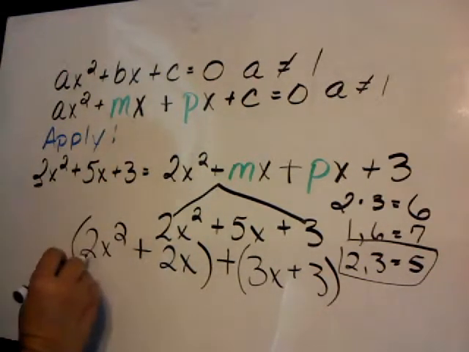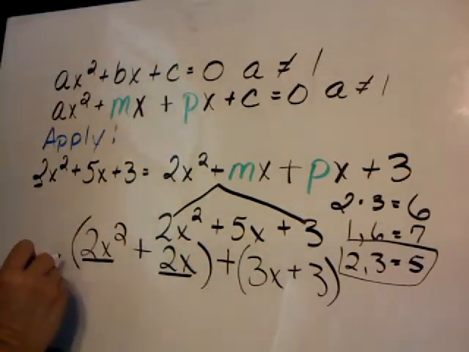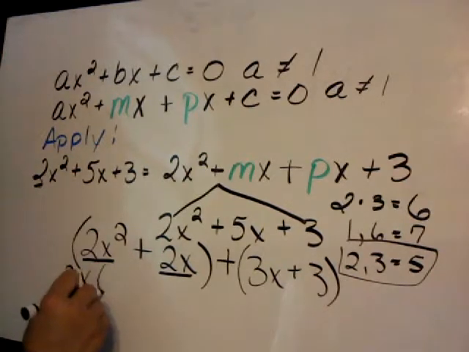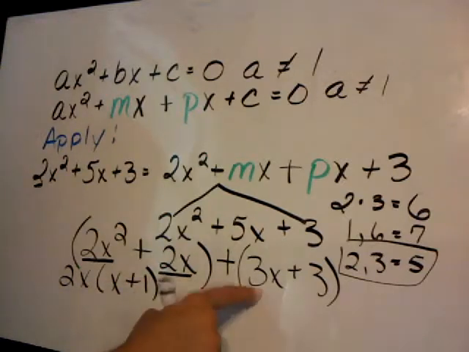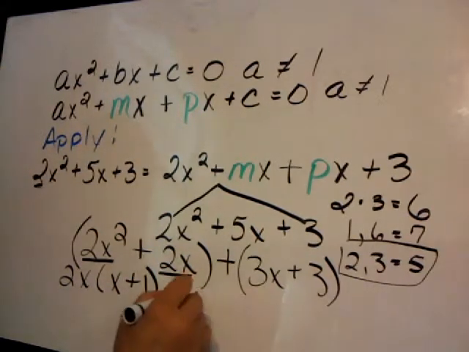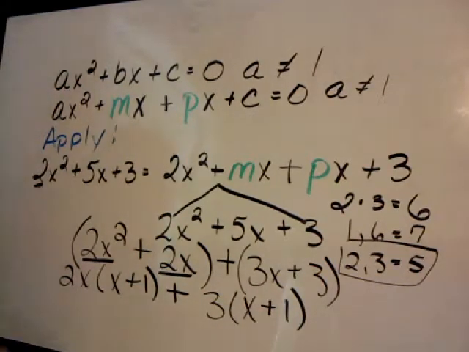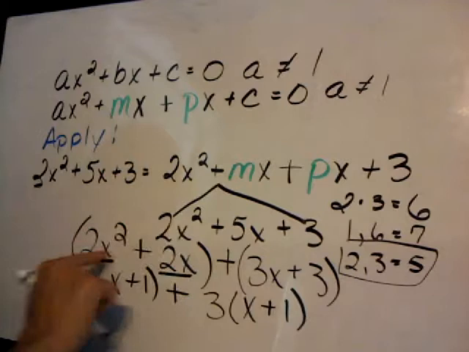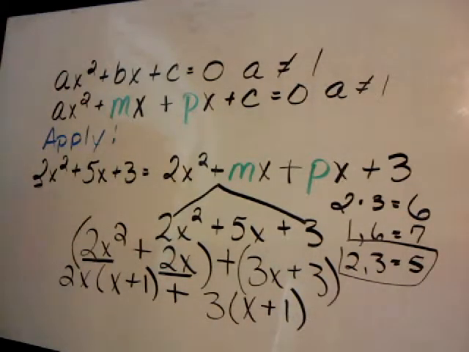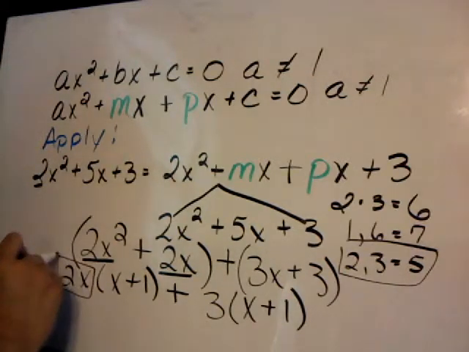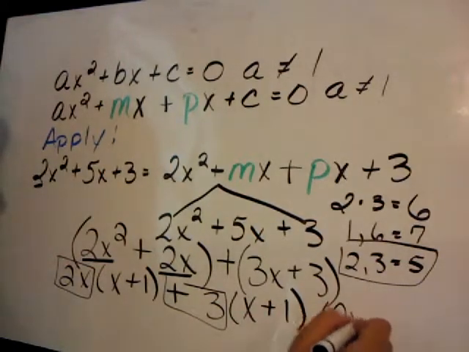So what is the greatest common factor I can get out of 2x squared and 2x? Well, I can take out a 2x. So if I take out a 2x, that leaves me with x plus 1. Here, I could take a 3. And if I factor out a 3, I have x plus 1. Now remember, I positioned them so that I could factor them. Then all I have to do is put this together. I have 2x and a plus 3. So I say 2x plus 3.